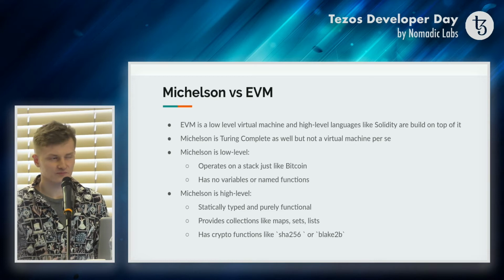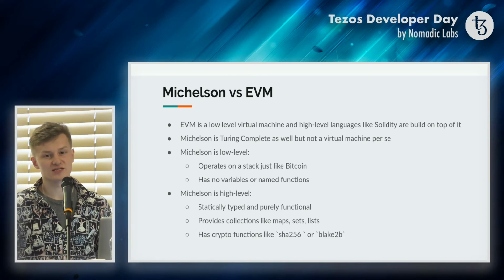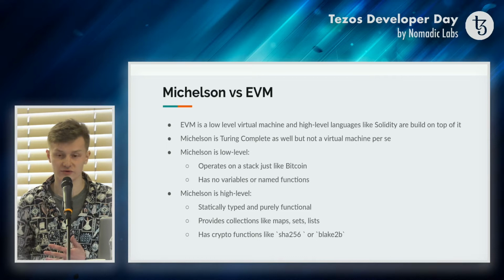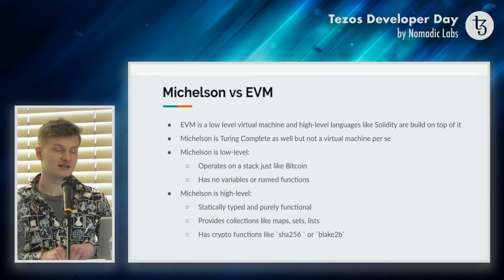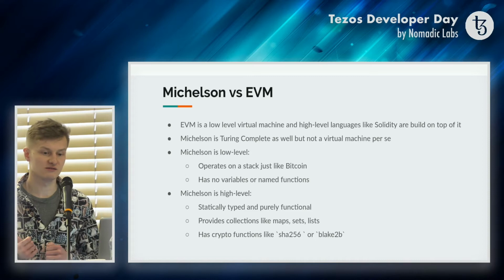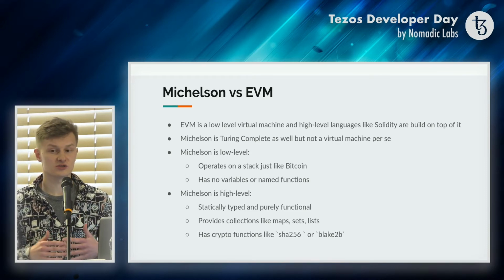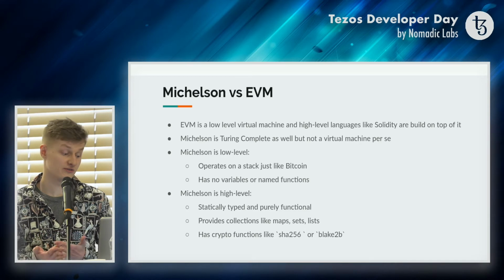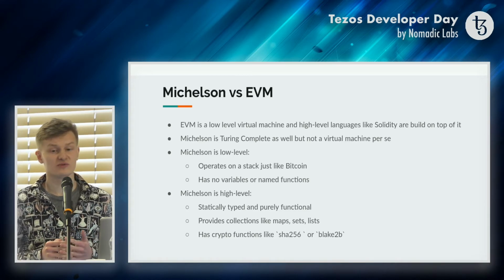It is more like a separate language which gets interpreted by the Tezos virtual machine, and it combines both low-level and high-level features. On the low level, it operates on a stack just like Bitcoin or Ethereum, but it has no named variables or functions. The high-level features include being statically typed and purely functional. The language itself is purely functional, and it provides collections like maps and sets, and also crypto functions like the EVM does, for example SHA-256 or Blake2B.